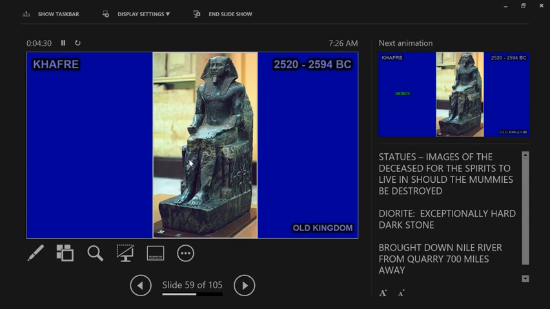And notice that this sculpture is made of a dark stone.